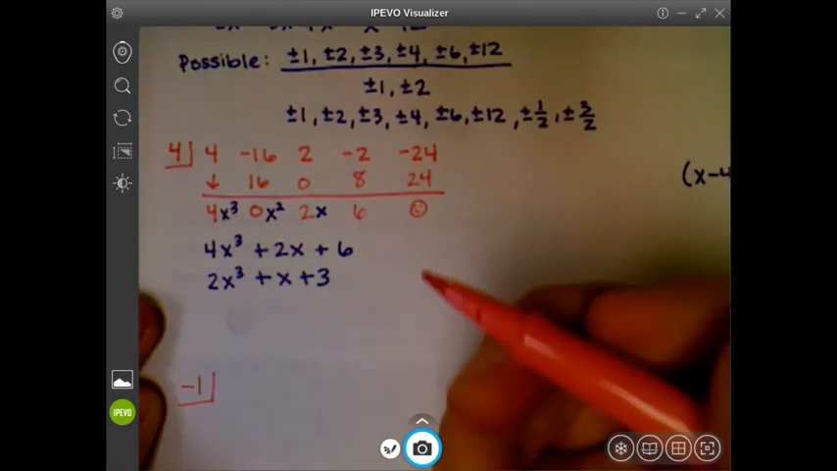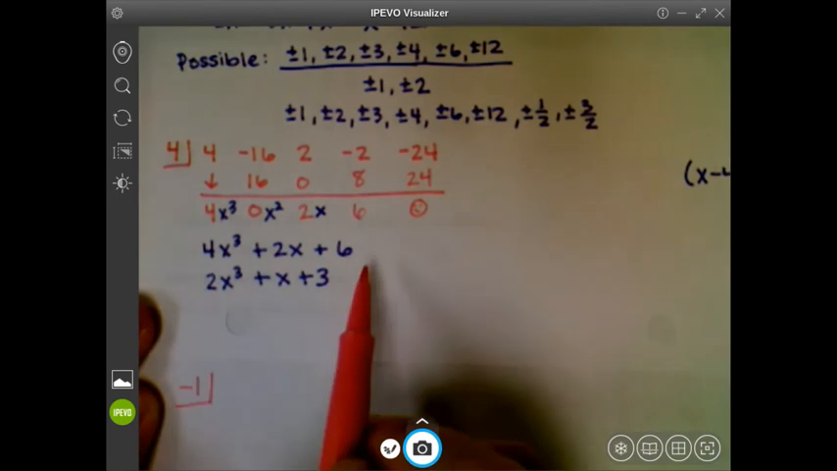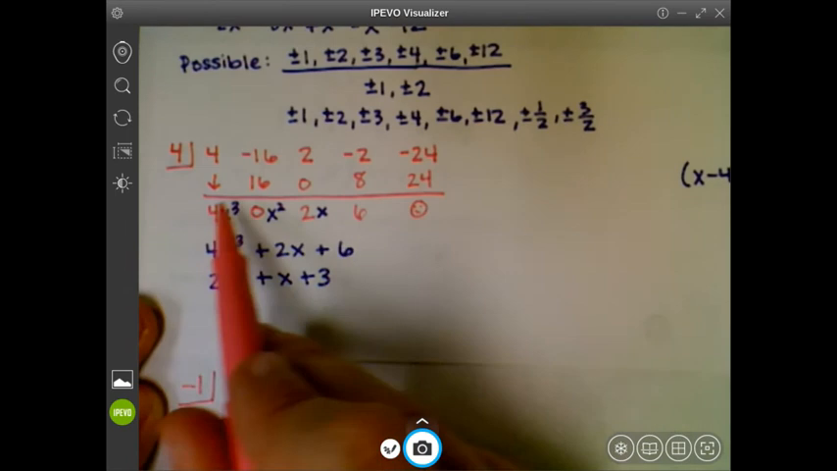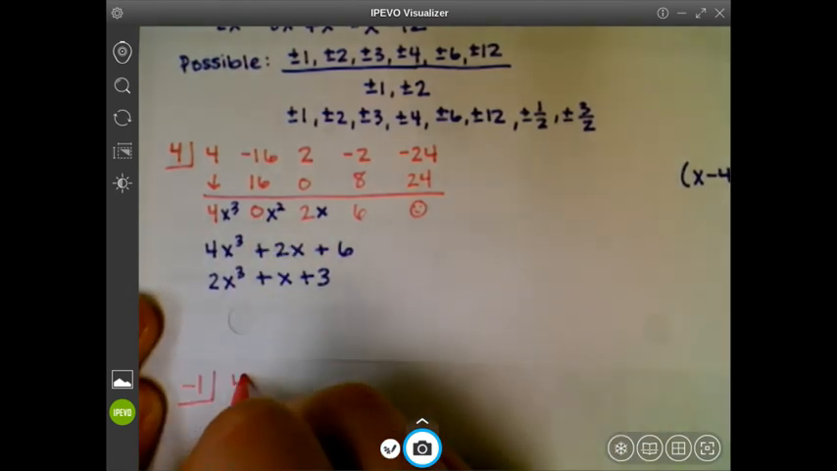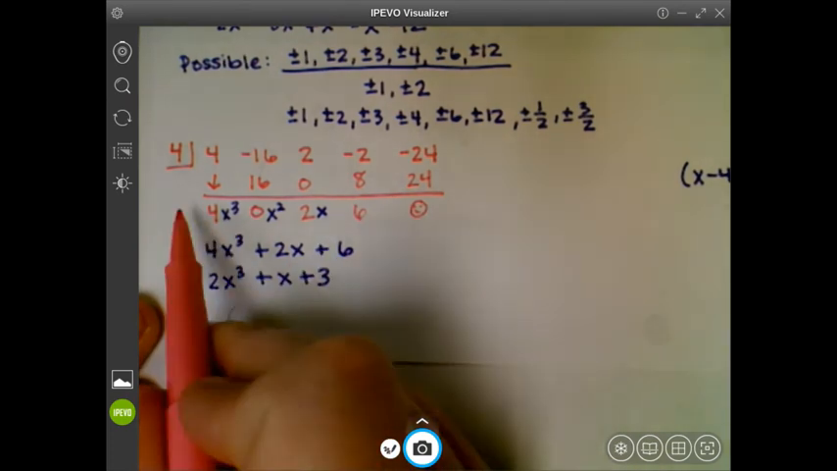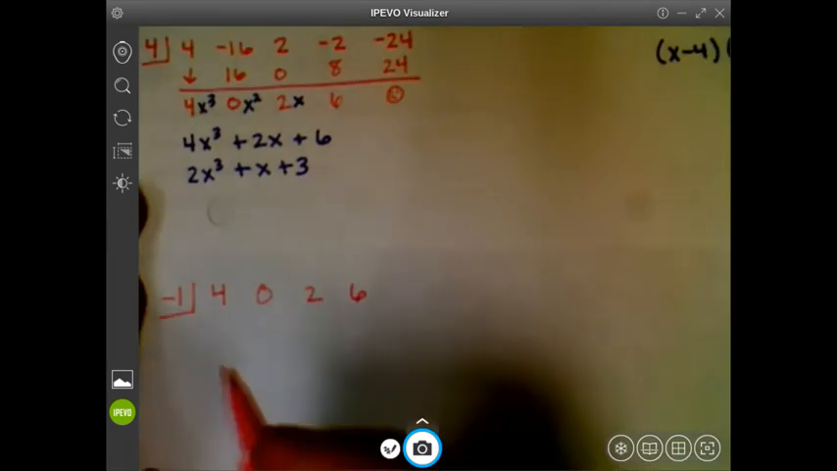And I'm going to keep dividing. You can use these coefficients here, or you can use either of these, anything here. Do not go back to the original because you're not going to make any progress. I'm just going to go based off of these coefficients here. So 4, 0, 2, and 6. So whatever the coefficients were at the end of my last synthetic division, I'm just going to use those to continue on.